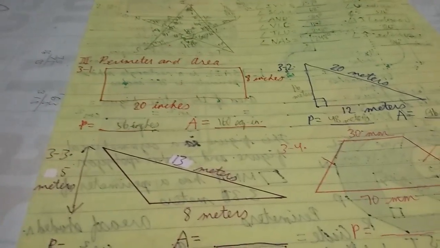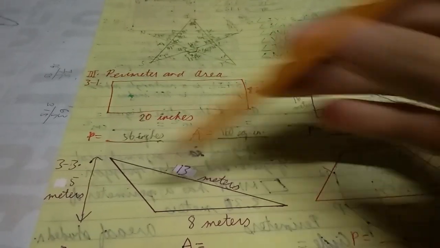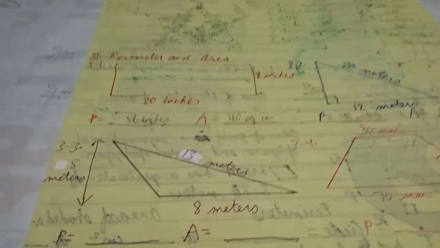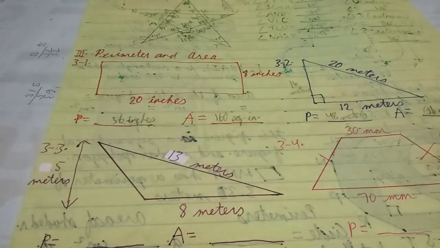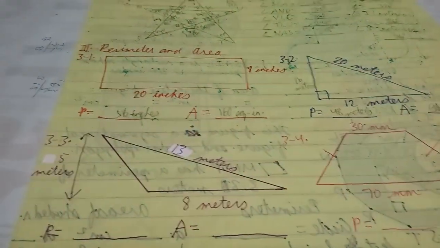So therefore, how do we do this? We know that 13 meters is the hypotenuse, or that's the C. Then 5 is the B. So we need to solve for A. Although you already have A, which is the 8 meters.